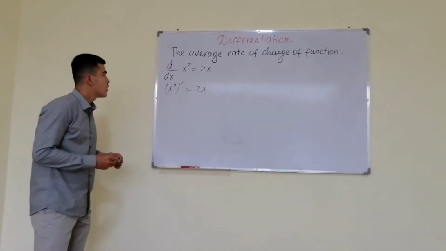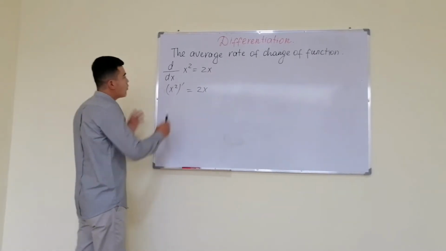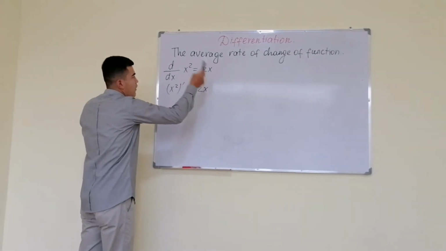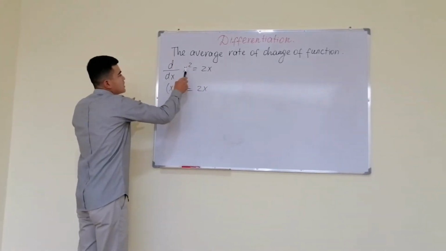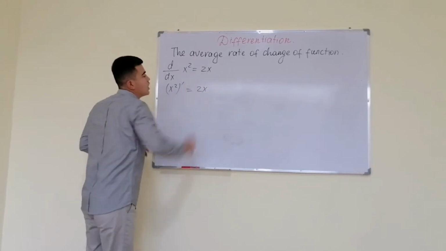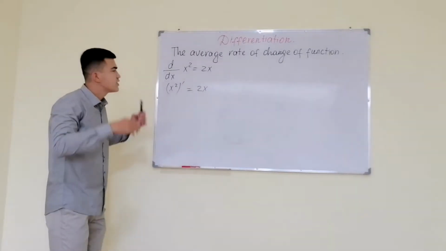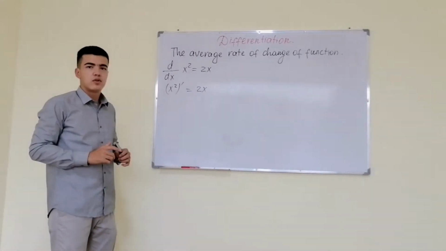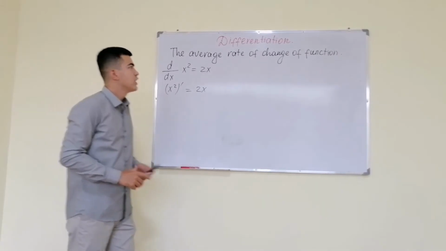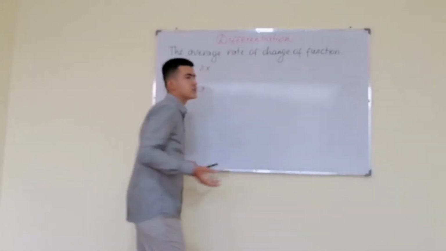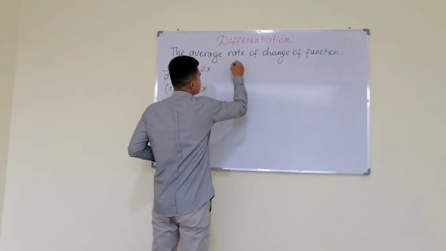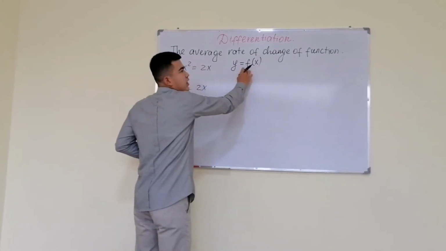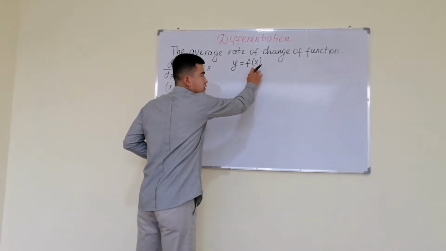Okay, now here is the question: how did I find that the differentiation of x squared would be 2x? Of course, there are ready-made formulas, but I don't want to just write them. I want to prove them, right? Okay, let's prove them. First of all, let's take any function. It doesn't matter. Okay, we will write it like this, and we call this f with respect to x, right?